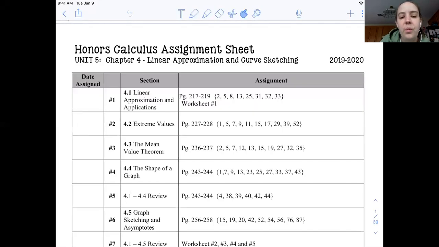Hey guys, we are going to look at section 4.1, which is linear approximations and applications today.